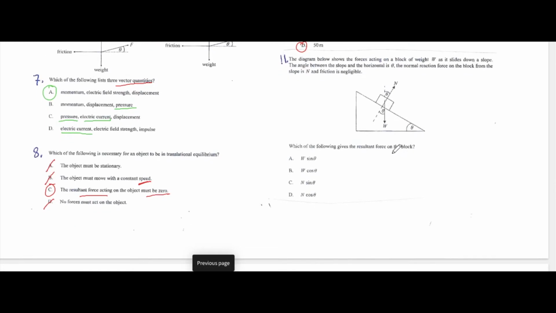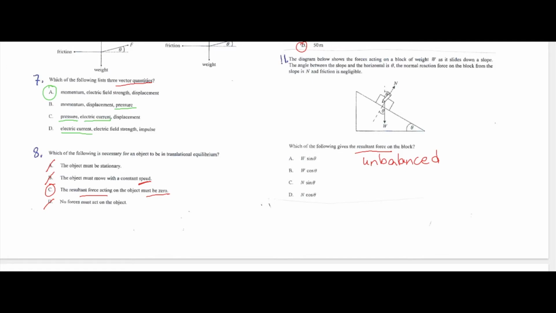Number 11, we have a diagram of an inclined plane with the angles shown. Which of the following gives the resultant force? So we're looking for the resultant force. It's not in equilibrium, but we're looking for the unbalanced force. So if all forces are balanced, the resultant force is 0. If there is an unbalanced force, that is the resultant.